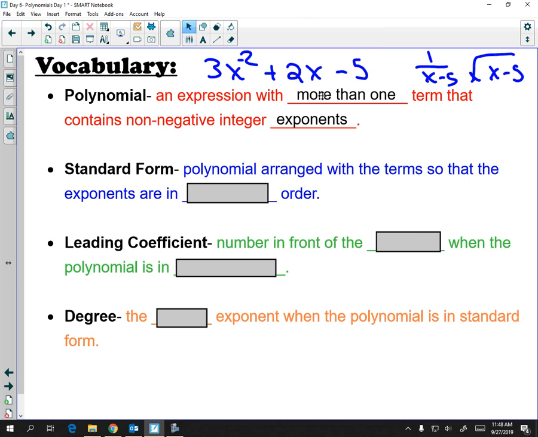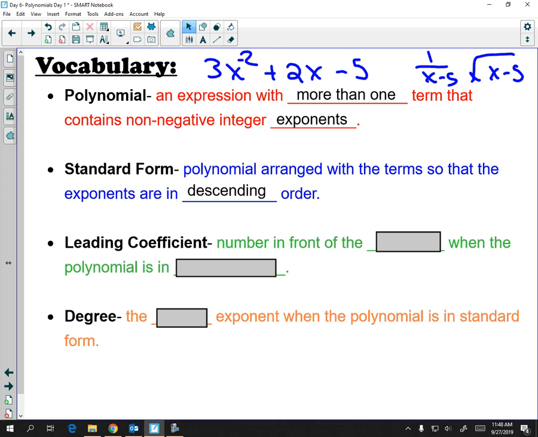Standard form is a polynomial arranged with the terms so that exponents are in descending order. In other words, you start with the largest exponent and you work your way to the smallest. That's why we do x squared, then x to the first, and then the constant.